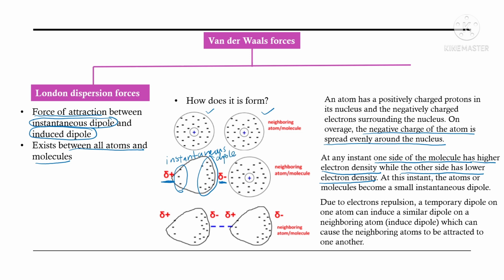And this instantaneous dipole will then induce the neighboring atom or molecule to have an induced dipole. This means that one side will become partially positively charged and another side will become partially negatively charged as well. And this dipole on the neighboring atom or molecule, we call it an induced dipole.